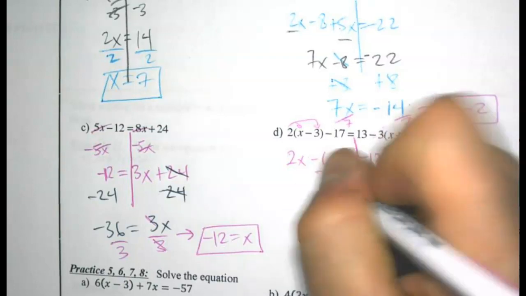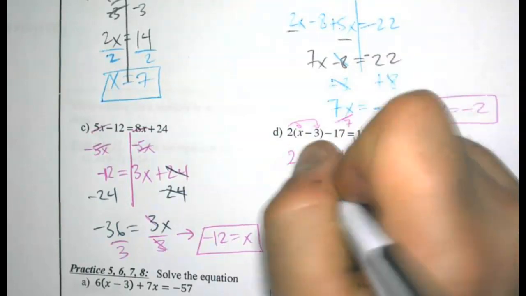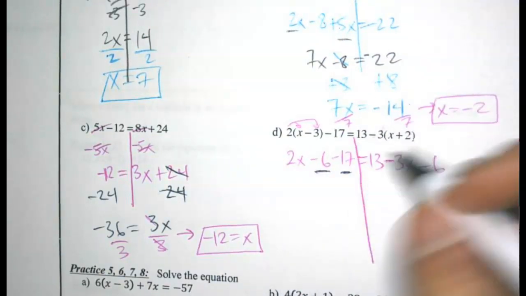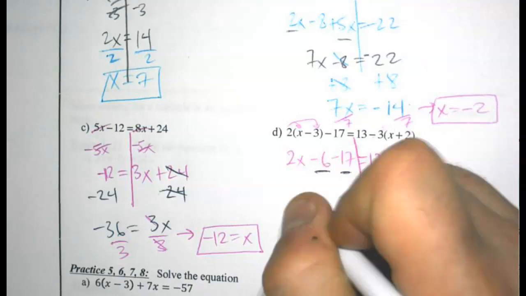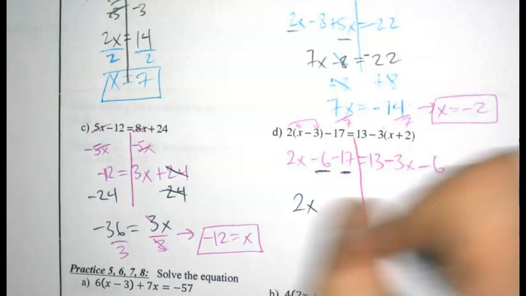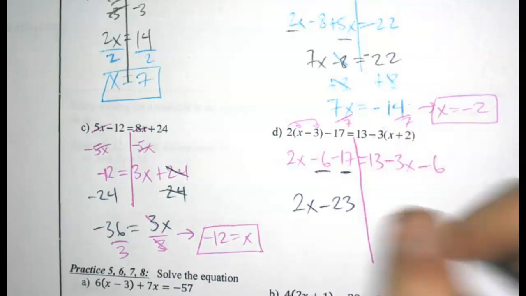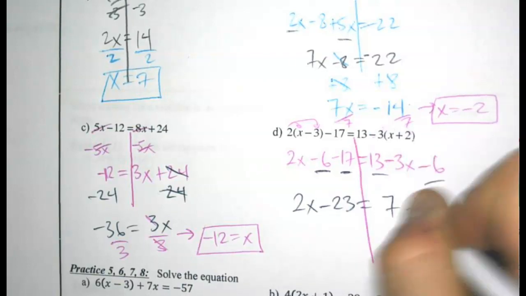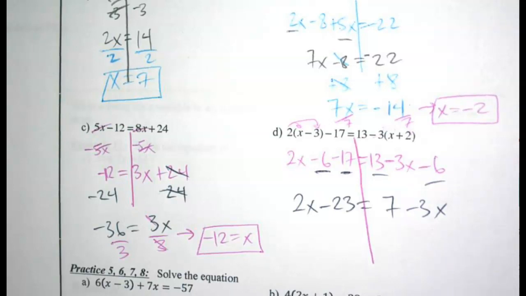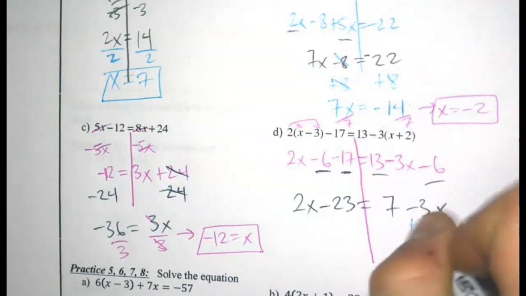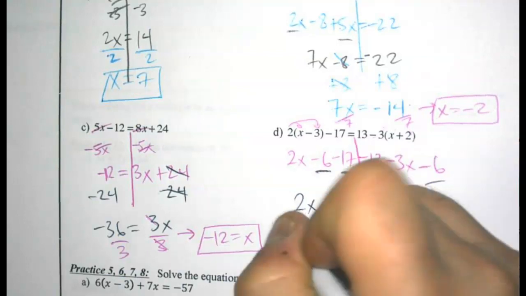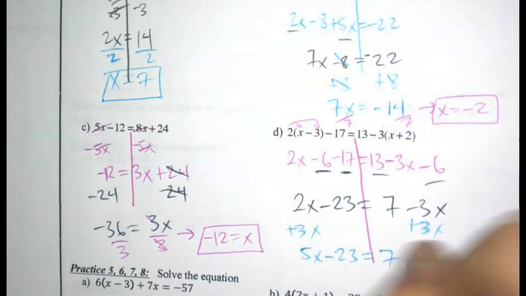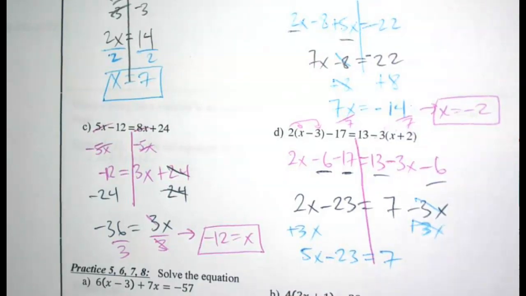Combine like terms. On this side, again, changing colors is a good strategy for not messing up steps. Change the color every time I do a new step if I remember. Combine like terms. So negative 6 minus 17 will give me a minus 23. On this side, combine like terms, 13 minus 6 is 7. Bring down the minus 3x. It does have variables on both sides, so I'm going to add 3x to move my variables to the same side. 2 plus 3 is 5. Bring down the minus 23. Bring down the 7, right? That 3x cancels out.